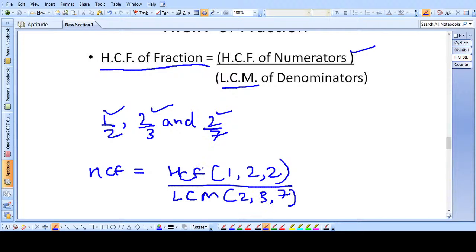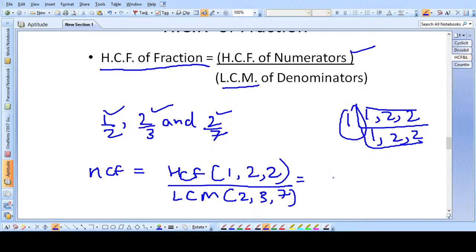So what will be the HCF of this? You can do the ladder method if you want, but this is very simple. There is no number common to all of them except 1, by which they all can be divided. So 1 is the only such number.